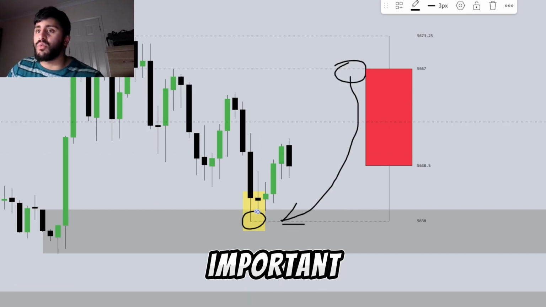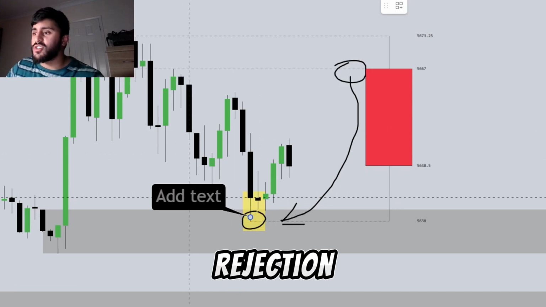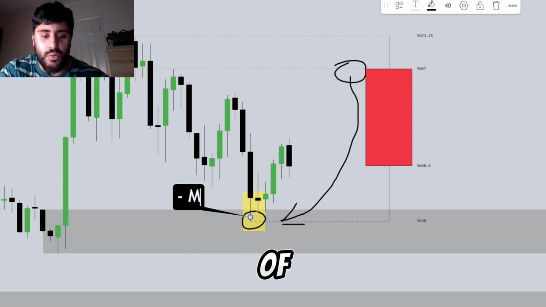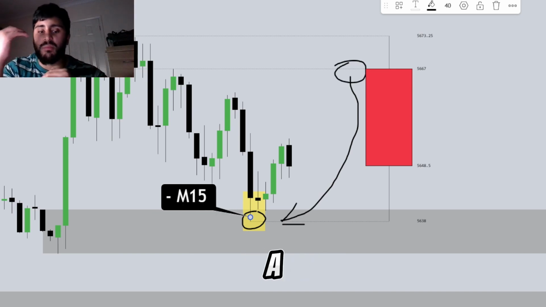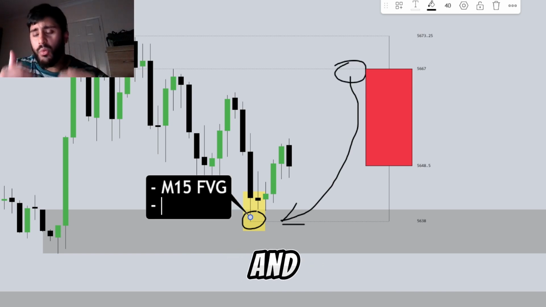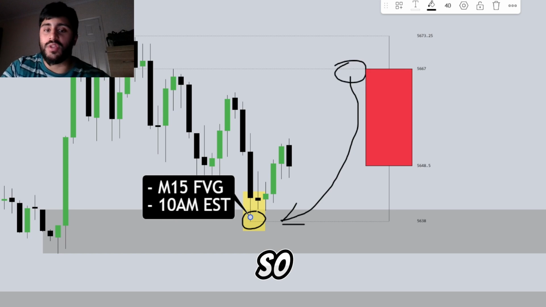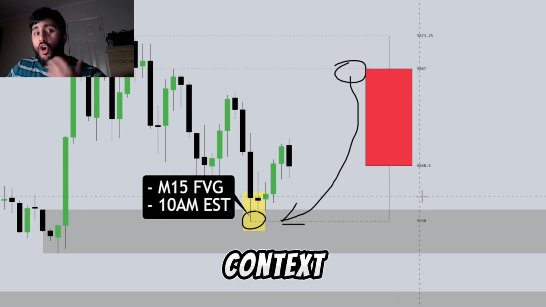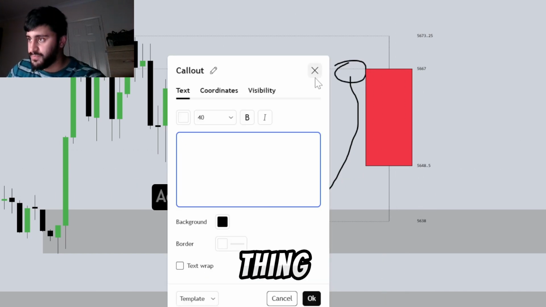This rejection is an important rejection. What makes this rejection important? Well, there's a few things. First of all, we see price has come into a bullish fair value gap. So we've come into a 15-minute bullish fair value gap. And also we are below the 10 a.m. Eastern. So we're using the power of three in context, which is the most important thing.